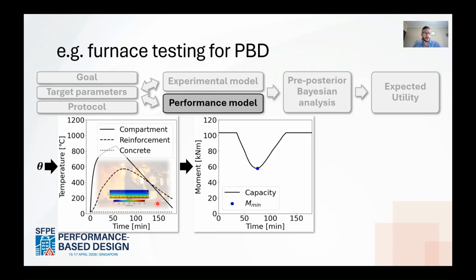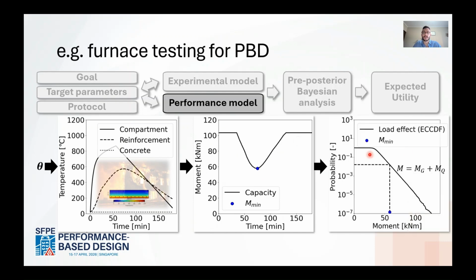Then again, we map this time history of temperature to a time history of moment capacity for the slab. We take its minimum value and we compare it to the cumulative distribution of the loads. So this graph shows on the vertical axis the probability of exceeding the values that you see on the horizontal axis. And if you put the minimum value we get from the capacity, you compare it with this curve, you will get, by definition, the failure probability.